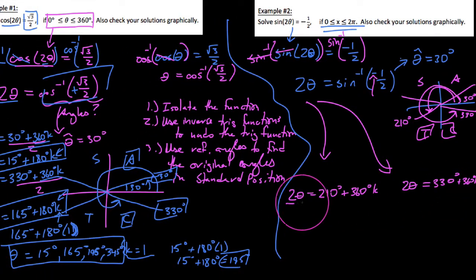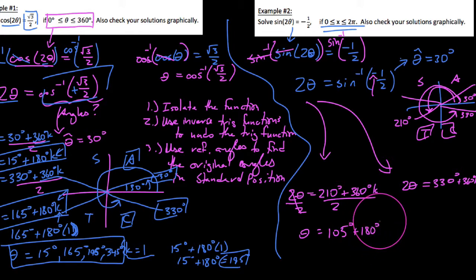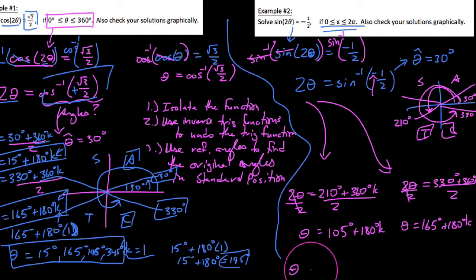And we say, okay, now let's divide everything by 2 to get just theta. So we say theta equals half of 210 is 105 degrees plus 180 degrees k. And over here, dividing everything by 2, we get that theta must be equal to half of 330, which is 165, plus 180 degrees k. Okay. So we say, all right, well, what are our angles between 0 and 2 pi or 0 and 360 that give us this? Well, we have 2 of them right now.